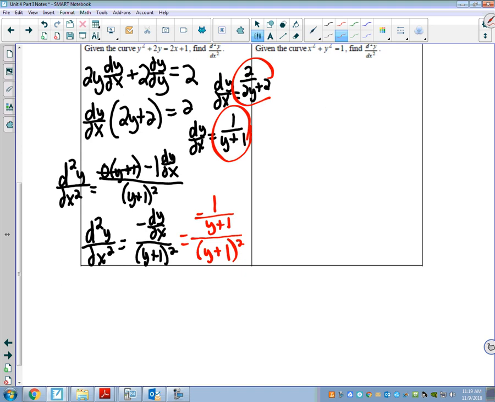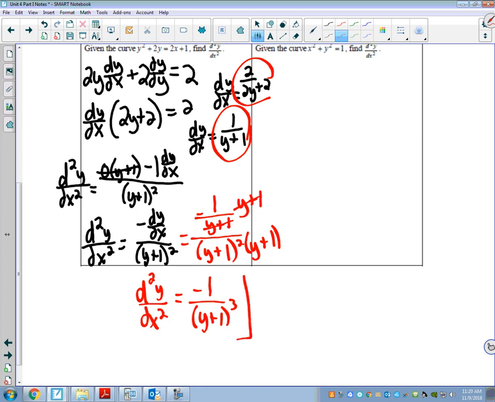And just like we've talked about, we don't want to leave a fraction in a fraction. So I'm just going to multiply the top and the bottom by y plus 1, because that would cancel this out. And I would be left with negative 1. And y plus 1 squared times y plus 1 is y plus 1 to the third. And that would be my second implicit derivative.